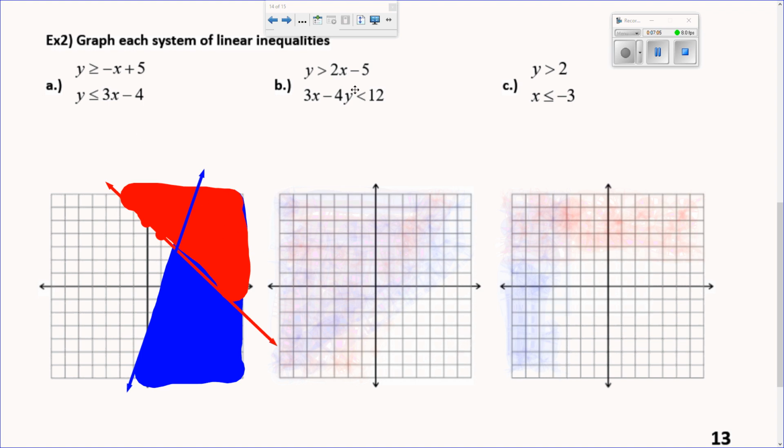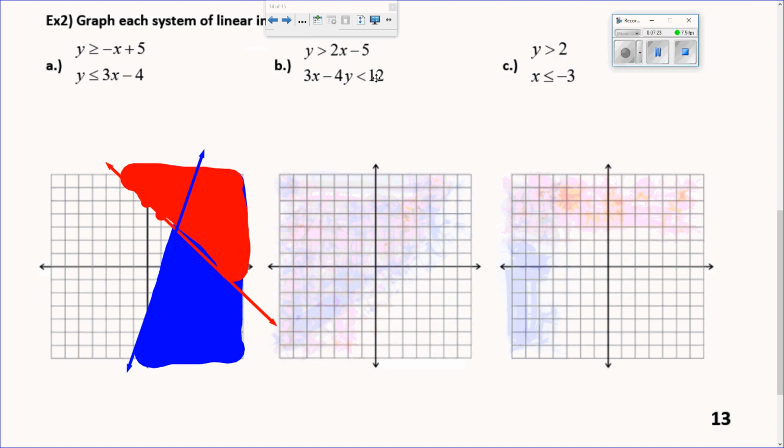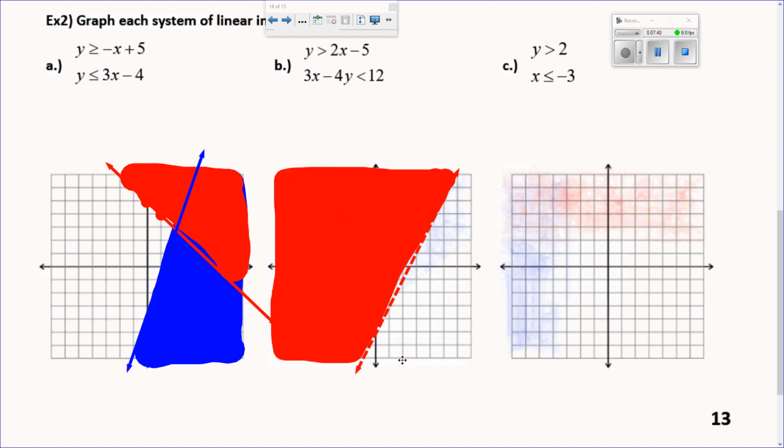All right, for B, let's start with the first one. What's the y-intercept? That's -5, so let's start with -5. And then the slope, what's the slope? That's 2. So your line should look something like this, and it is a dotted line because it's not underlined. And I'm going to shade above or below the line. I'm going to shade above the line.